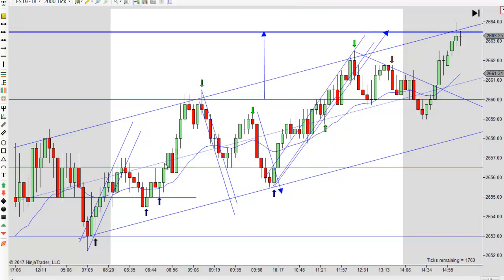And you got a failed break higher. Only thing is you don't have a lot of resistance across there to kind of drop down here.